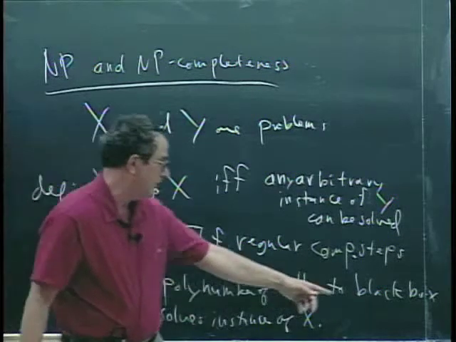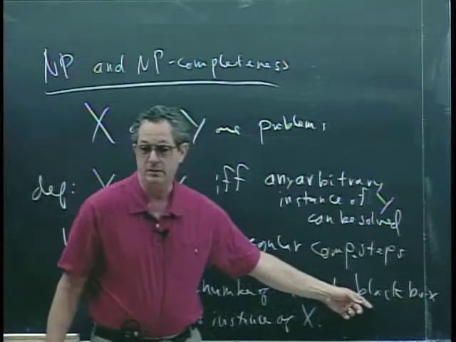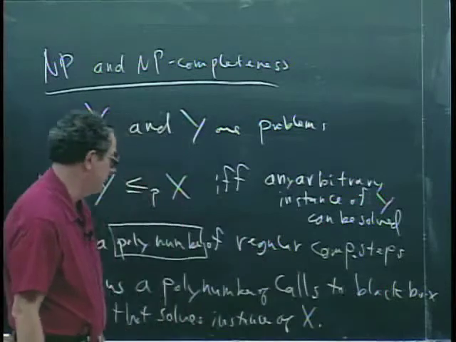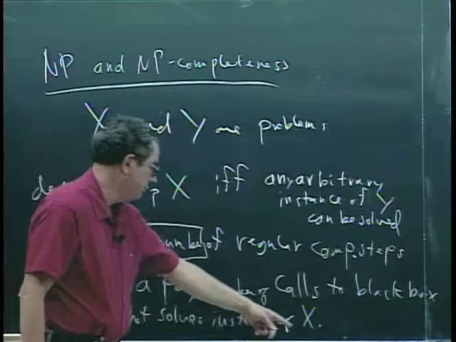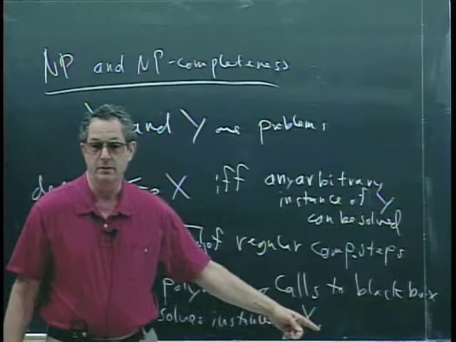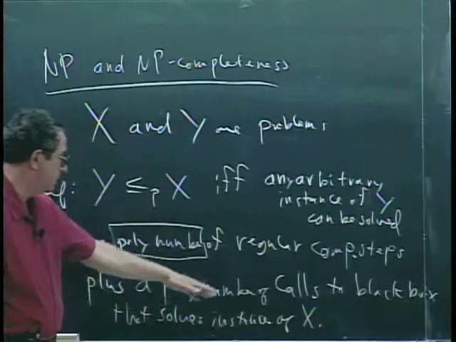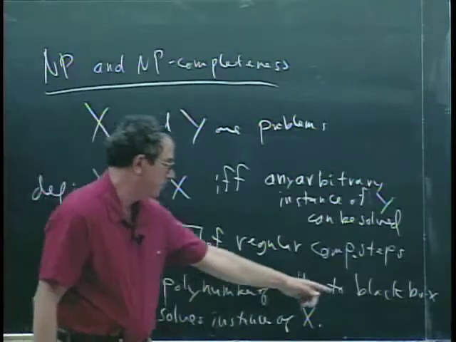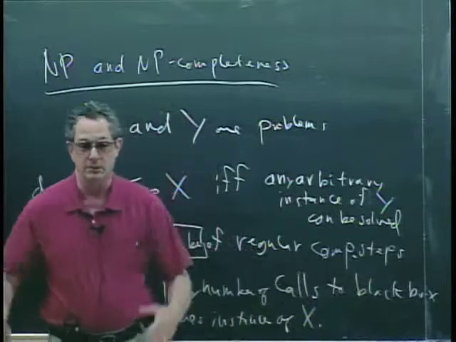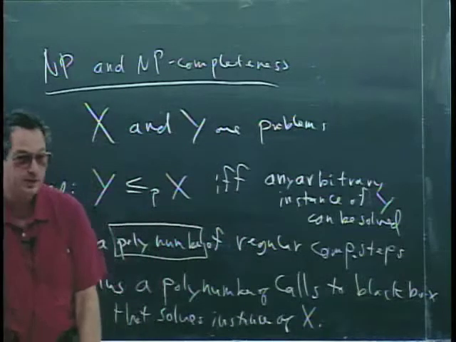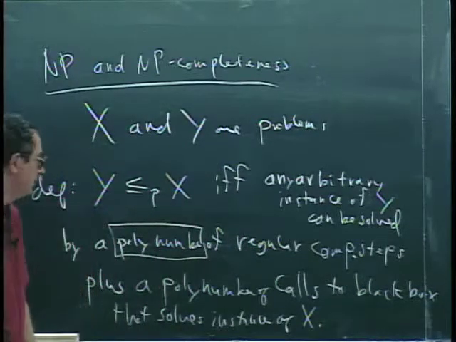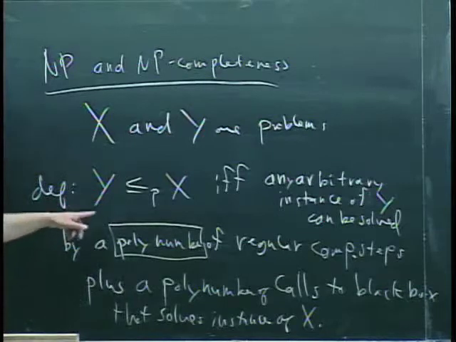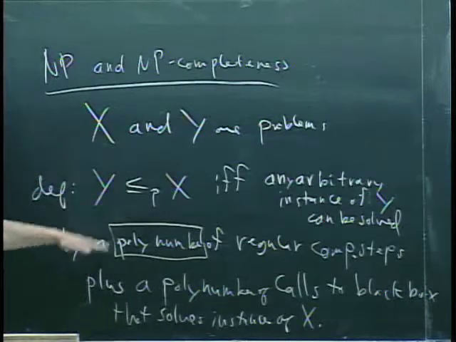But we're not counting the time it takes for that box to solve instances of X. All we're counting is the number of times we ask it. Sometimes this black box is called an oracle, because an oracle has that kind of magical ability to give you an answer without doing any great work. Now, this is pretty abstract.